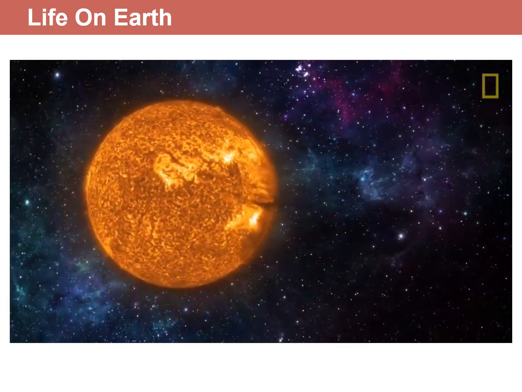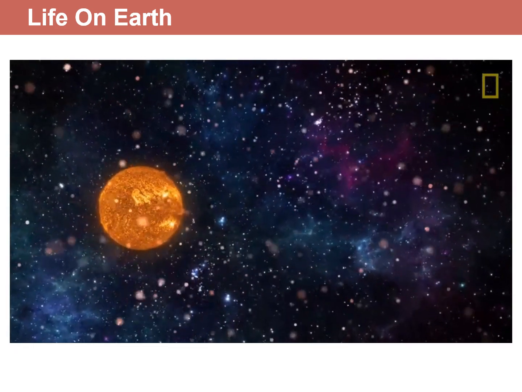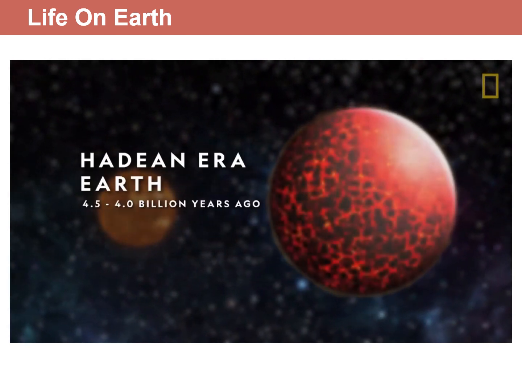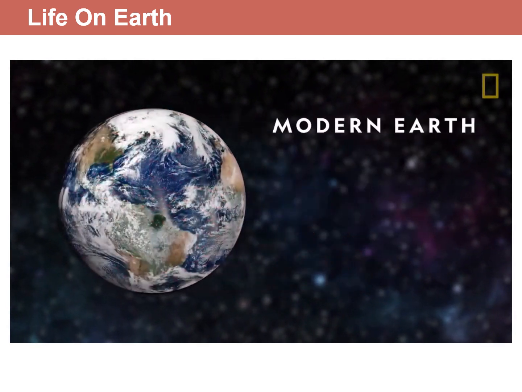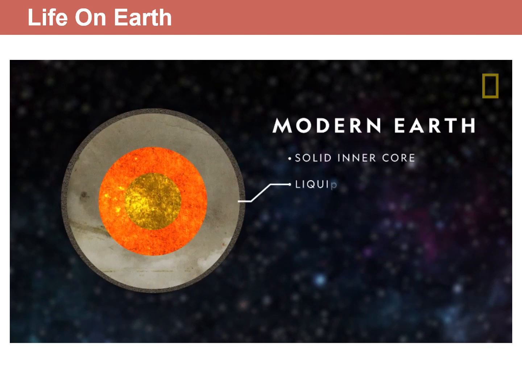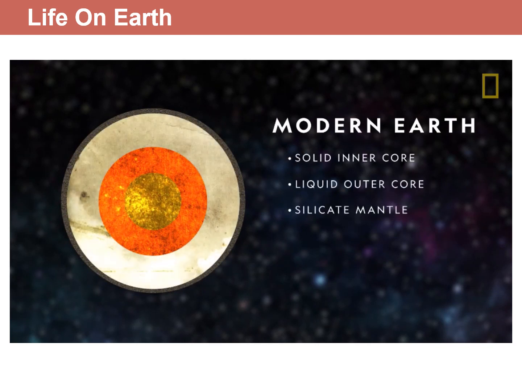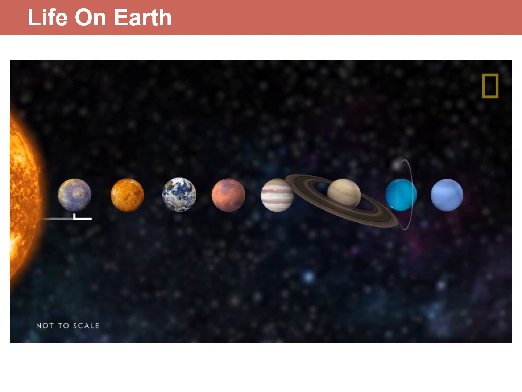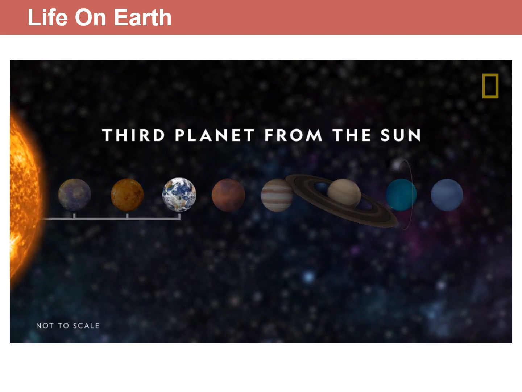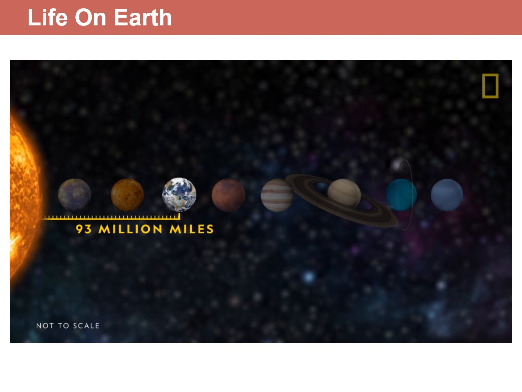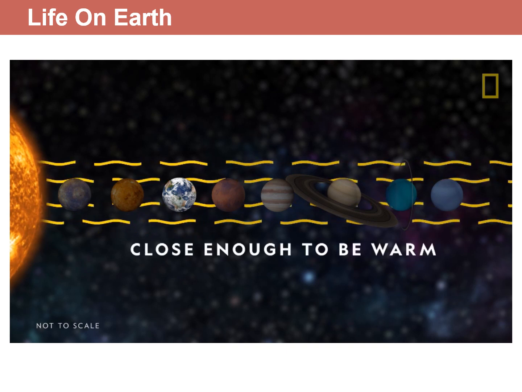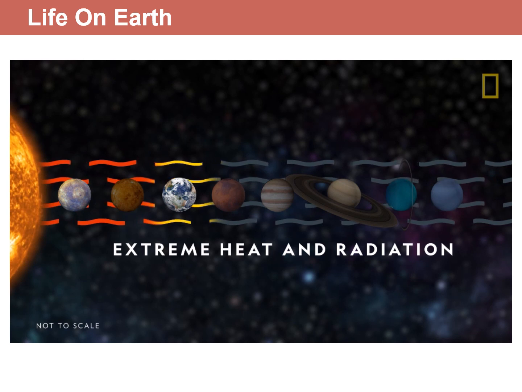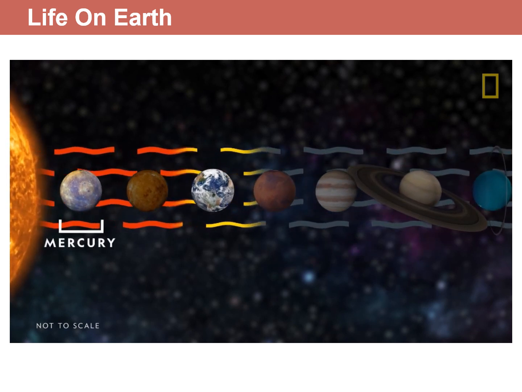Approximately 4.5 billion years ago, the Earth formed from particles left over from the creation of our Sun. Gravity drew these particles together to form pebbles, which then formed boulders and eventually the Earth. At its heart is a solid inner core covered by a liquid outer core. Above this sits the mantle made of flowing silicate rocks and a rocky crust. This rocky mass is the third planet from the Sun, orbiting the star from an average distance of about 93 million miles. It's close enough to the Sun to be warm, unlike the cold gas giants, but not so close that its surface is exposed to extreme heat and solar radiation, as is the case with Mercury.